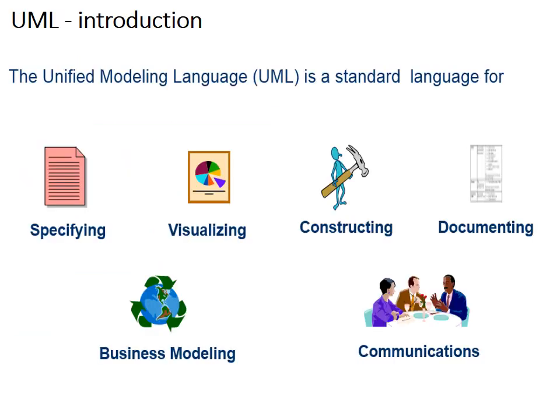So basically, UML is a standard language for specifying. Specifying means telling very specifically what needs to be included in a software. Visualizing means to show visually, to show the customers what our final product will look like. Constructing, of course, means building, and documenting means writing it down in tables, diagrams, descriptions, and business models.